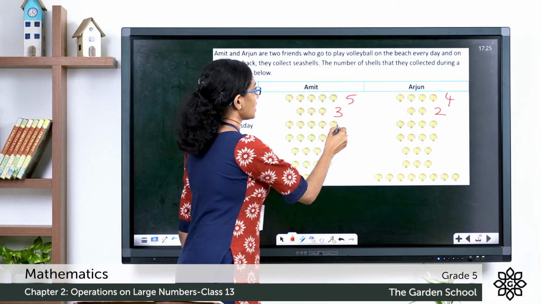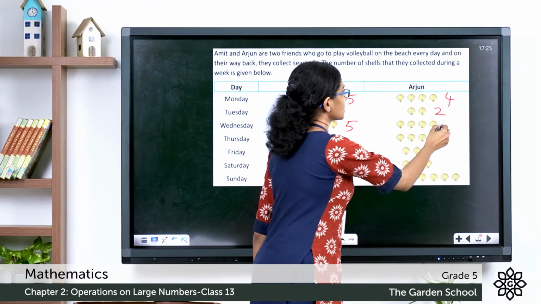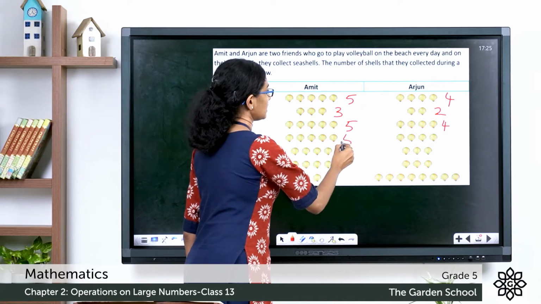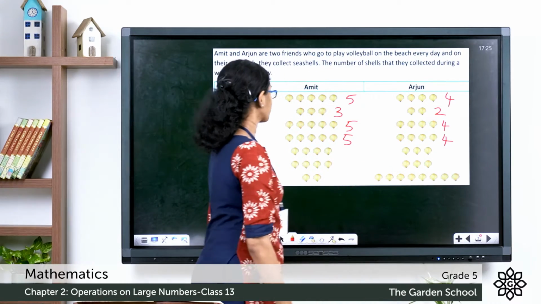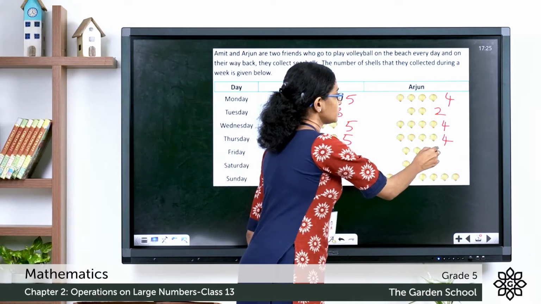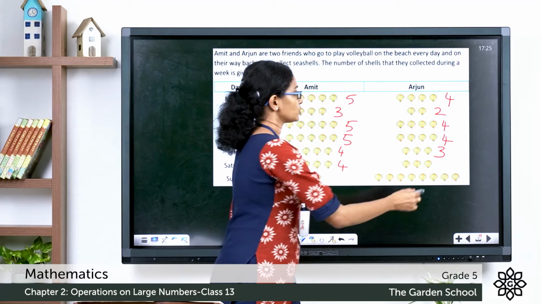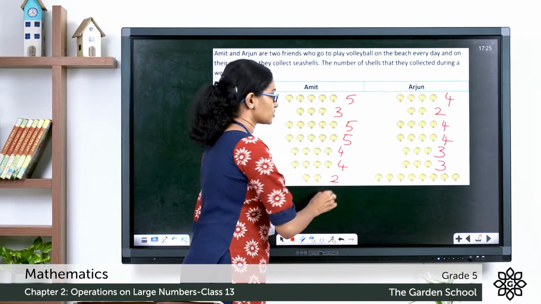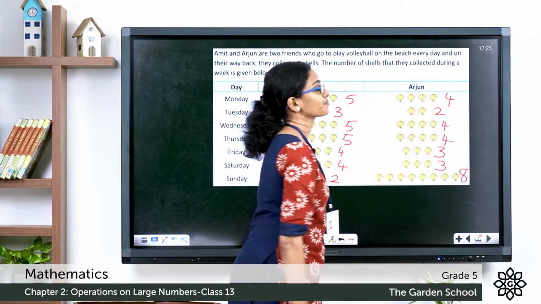Wednesday, Amit had 5 seashells with him whereas Arjun collected only 4 seashells. Now on Thursday Amit had 5 seashells with him and Arjun had 4. Now Friday Amit had collected 4 and Arjun 3. Saturday Amit collected 4 whereas Arjun collected 3. On Sunday, Amit had collected only 2 whereas Arjun collected 8 seashells.